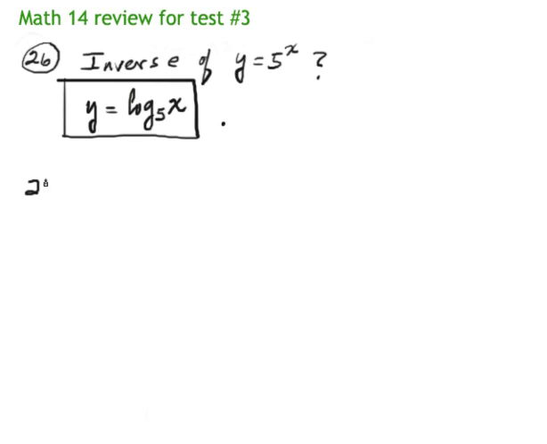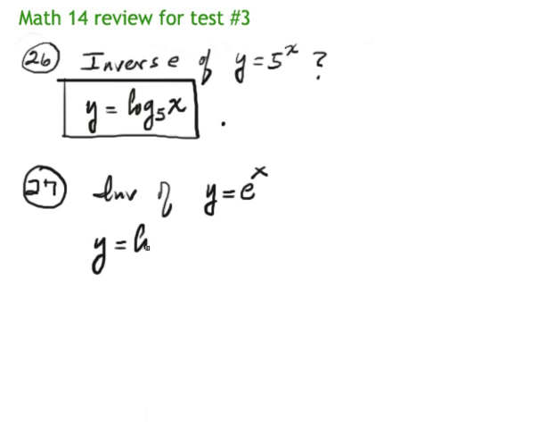And let's see, number 27 asks, what's the inverse of y equal to e to the x? So that would be y equal log base e of x, but we have a special way of writing that. We write that as ln. ln stands for log base e, ln of x. And sometimes we pronounce this "ln x."